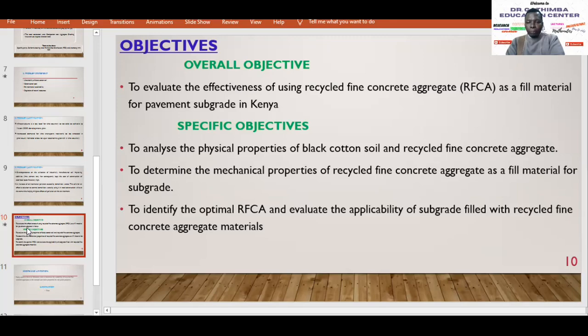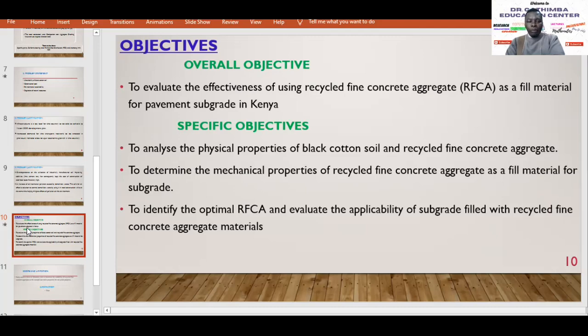To determine the mechanical properties of recycled fine concrete aggregate as a fill material for subgrade. So what is the difference between this and the second part? The first objective is to analyze the physical properties of, I'm reading the second part, to analyze the physical properties of recycled fine concrete aggregate.